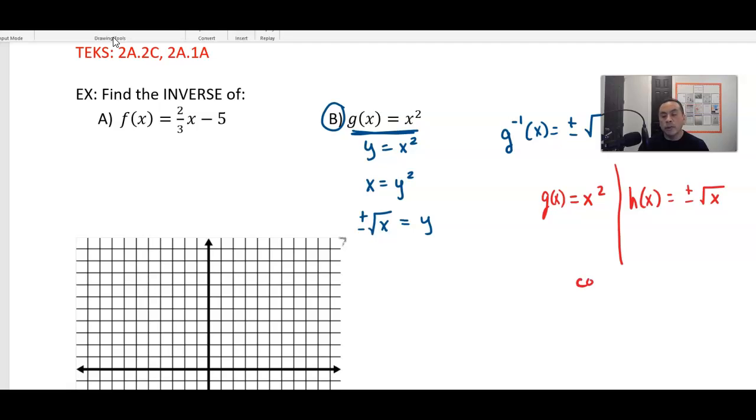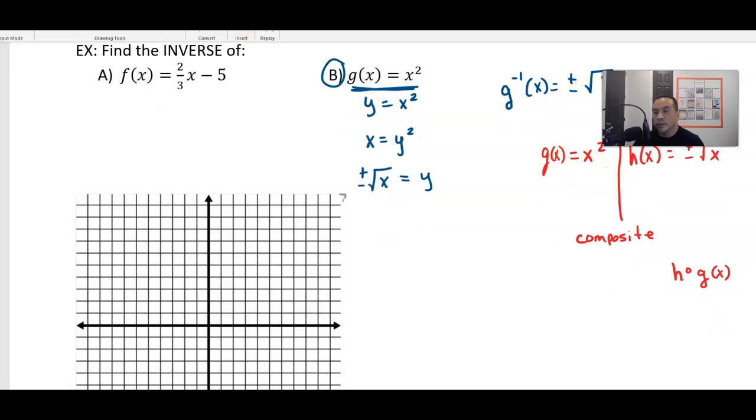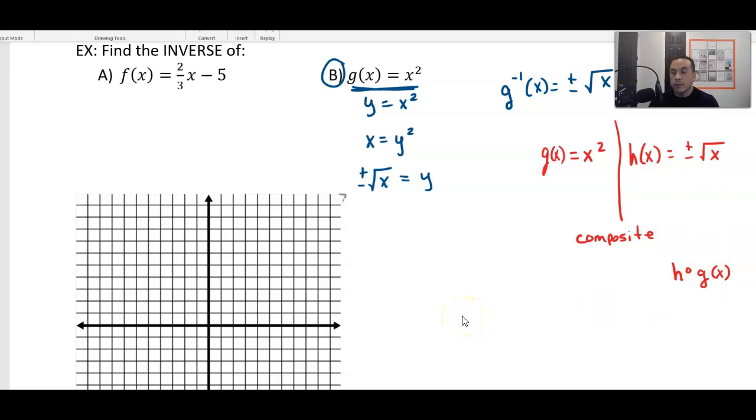One more thing that you can do is the composite function. If you do g composite h of x, or h composite g of x, let me use the composite symbol, this one right here. Either one, it doesn't matter which one you do, but let's do this one because it'll be easier for me to demonstrate without causing so much confusion. If I do h composite g of x, that means I'm going to substitute the g of x into this h of x here. So if I substitute the x squared into the h function, which is plus or minus the square root of x, the x now gets replaced with x squared. The square and the square root will cancel each other out. So all you have left is plus or minus x.